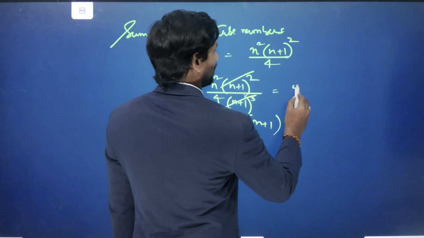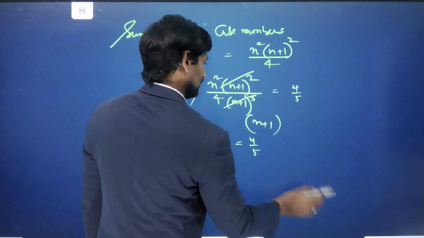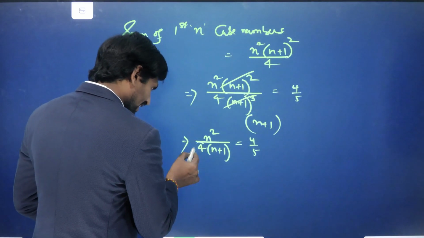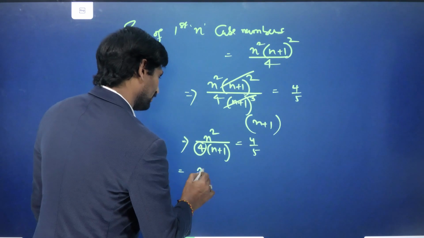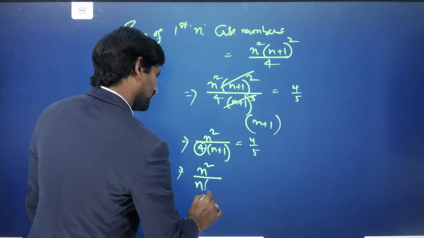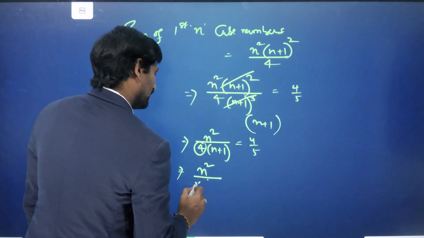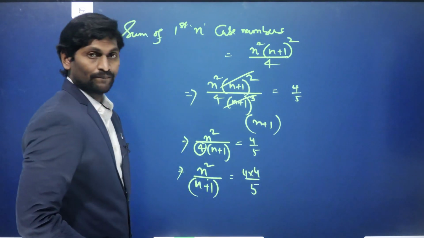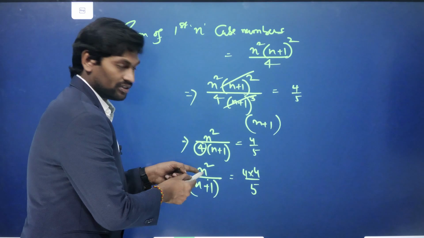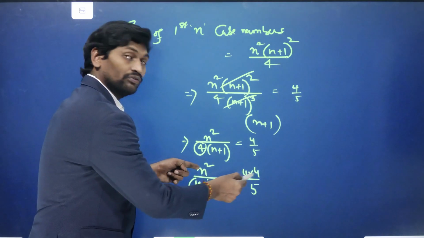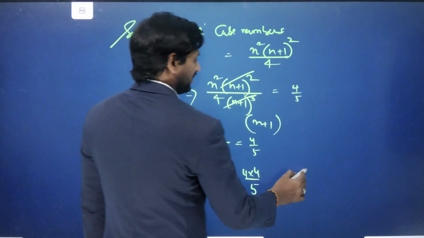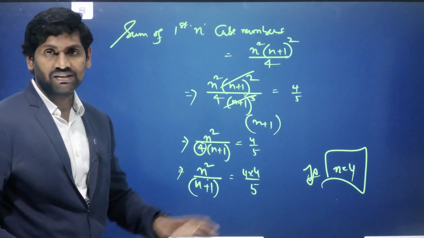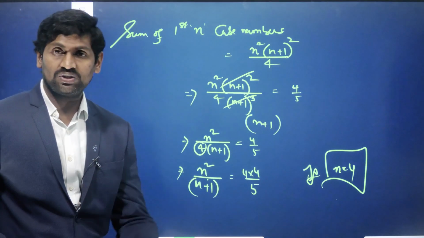All these values are equal to 4 by 5. I am transposing the 4 to the other side, where it multiplies in the numerator. So n square into (n plus 1) equals 4 into 4 by 5. Next check here, if you take n value 4, n square means 4 into 4, and here 4 plus 1 is 5. So simply n is equal to 4. That is our required answer. Okay, so let us move on to the next problem.